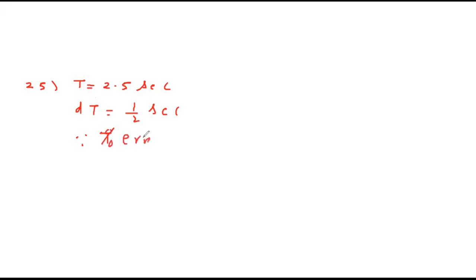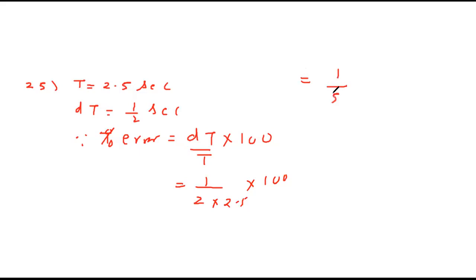So permissible error is dt upon t into 100, which is half upon 2.5 into 100. So this will be 1 upon 2 into 2.5, which is 1 upon 5, into 100 equals to 20%. Clear? Yes, sir. Solve it.